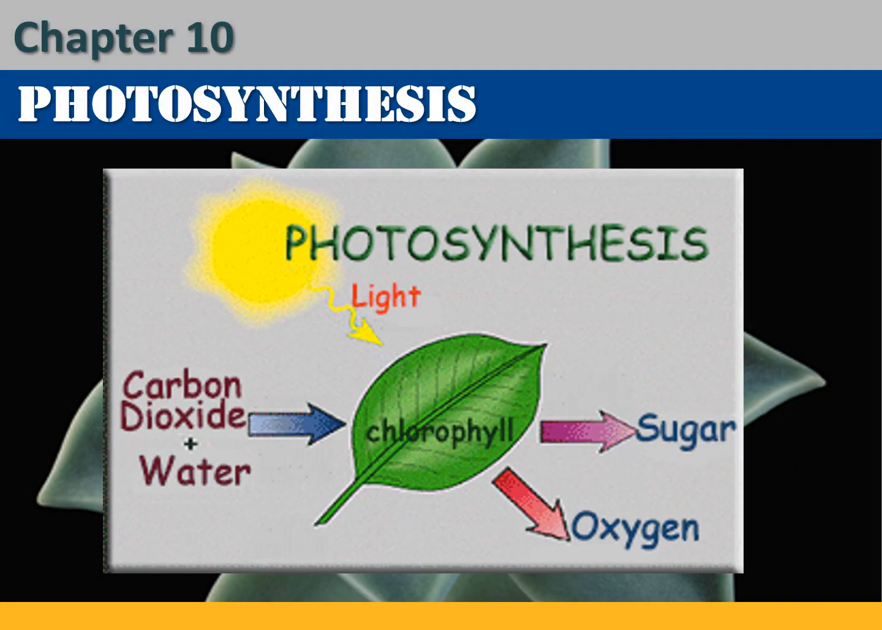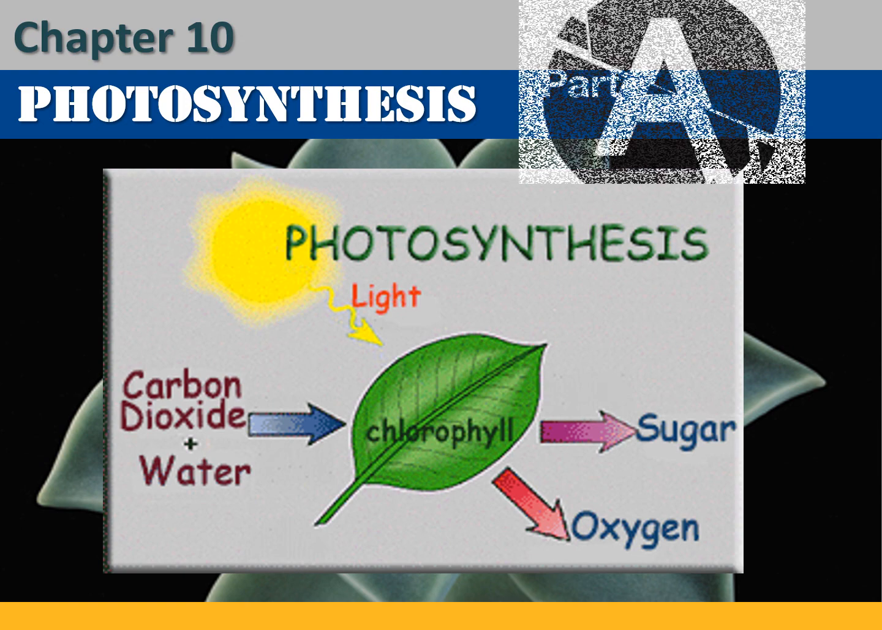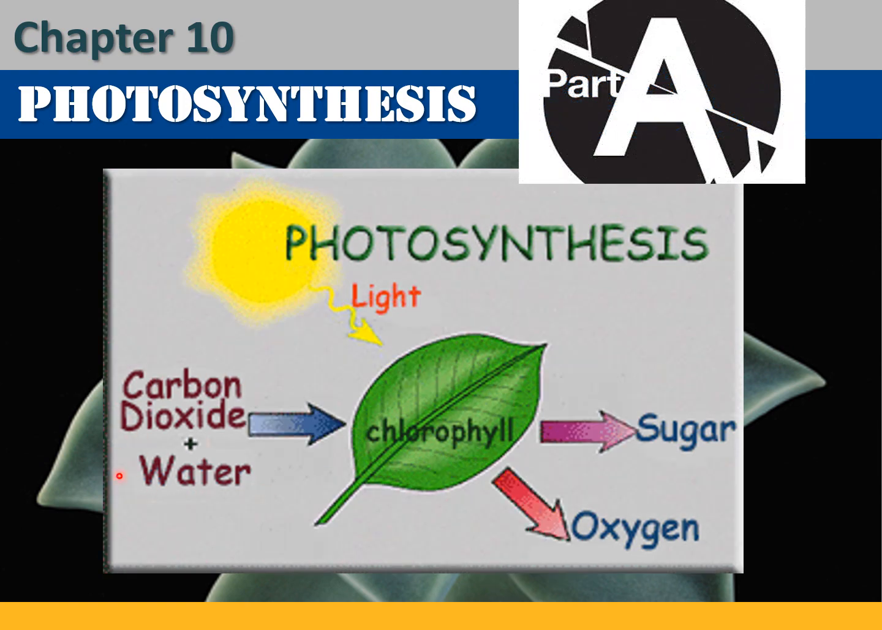Hello again and welcome to Chapter 10, Photosynthesis, where we will talk about the process of converting carbon dioxide and water with the power of light into primarily sugar and oxygen.